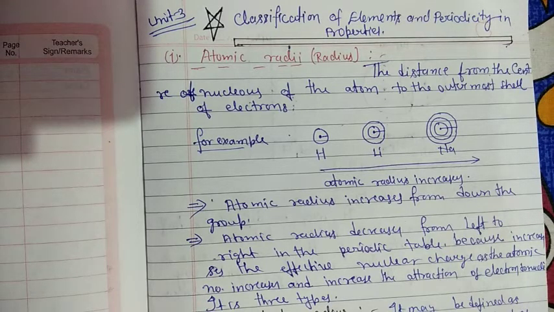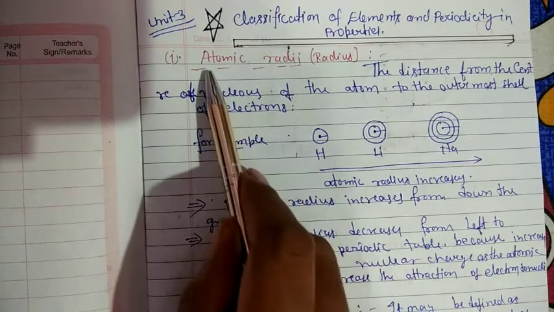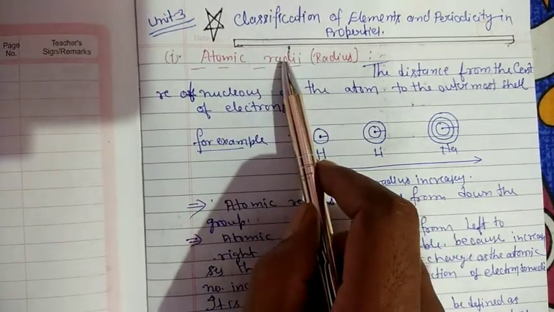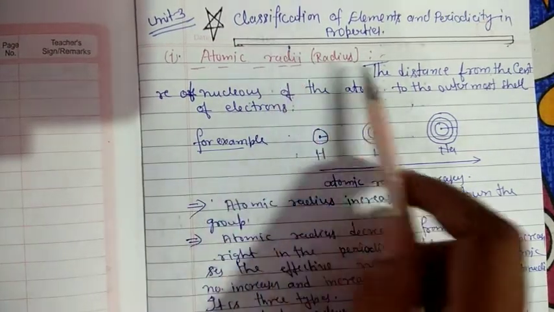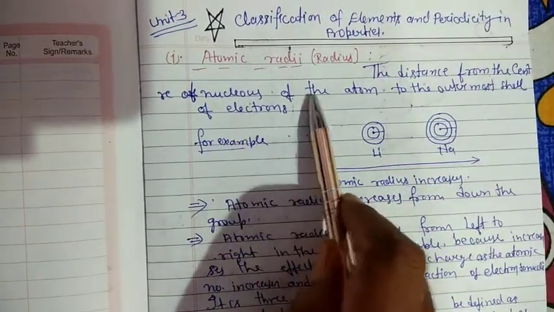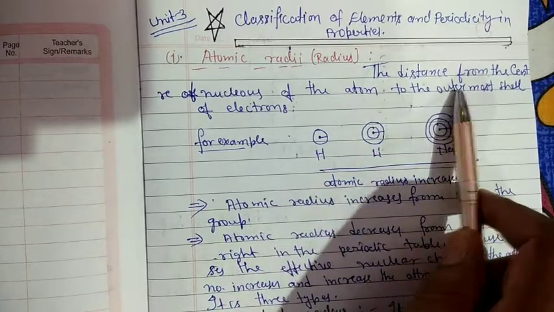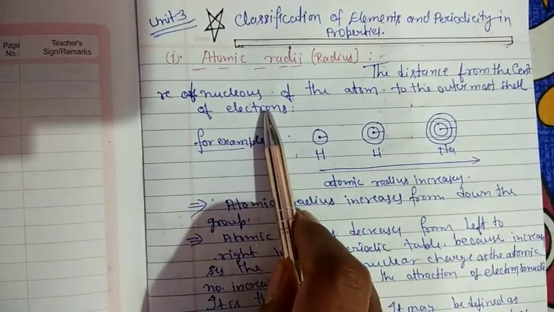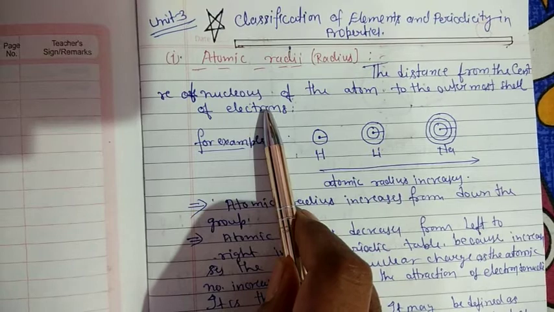Today we are going to discuss the physical properties of classification of elements and periodicity in properties. First, we talk about atomic radius or radii. The distance from the center of the nucleus of the atom to the outermost shell of electrons is called atomic radius.